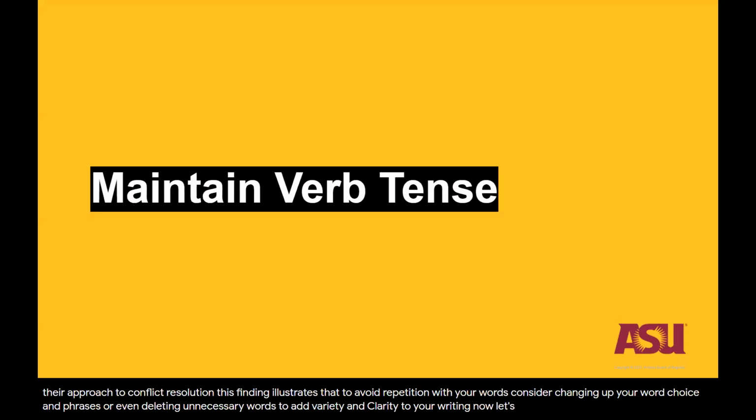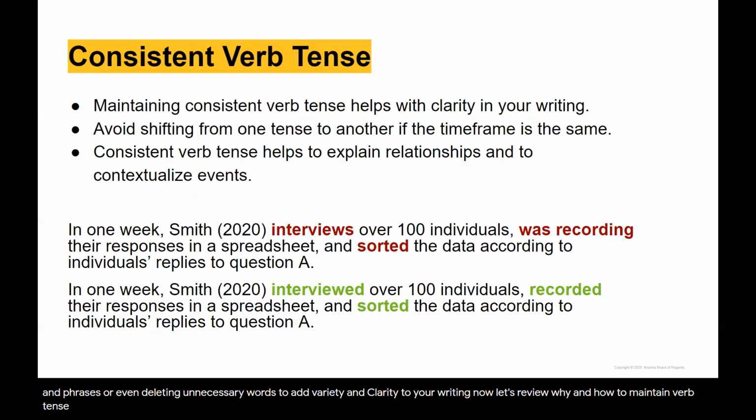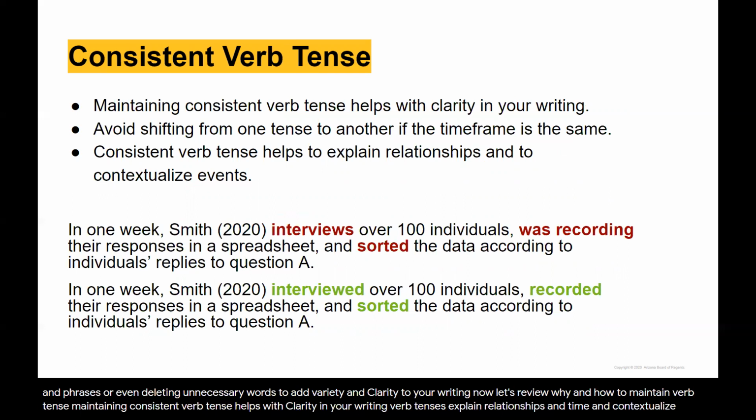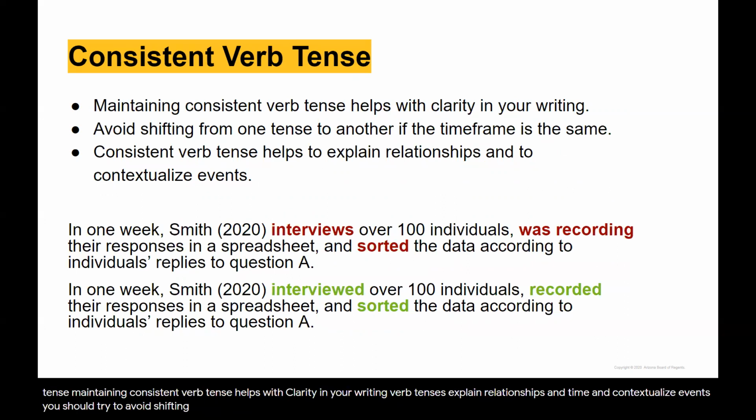Now, let's review why and how to maintain verb tense. Maintaining consistent verb tense helps with clarity in your writing. Verb tenses explain relationships in time and contextualize events. You should try to avoid shifting from one tense to another if the time frame is the same. In the first example here, note the different verb tenses in red.